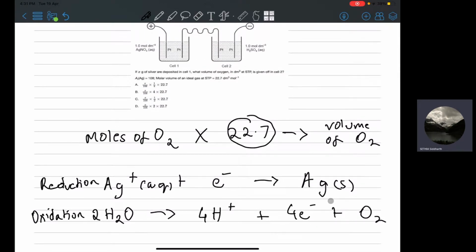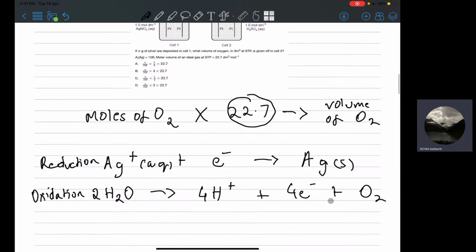Now, how do you calculate the moles of oxygen? Well, what we can do over here is combine these two equations to get one big final equation. We have these two half equations, the reduction equation and the oxidation equation, so we can combine them and form one big equation.